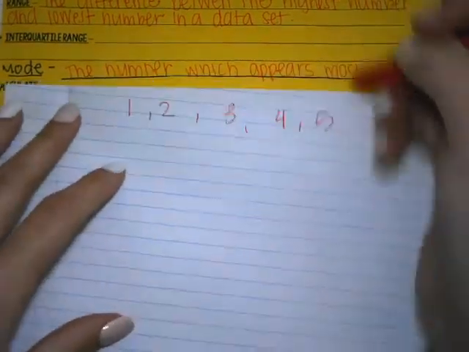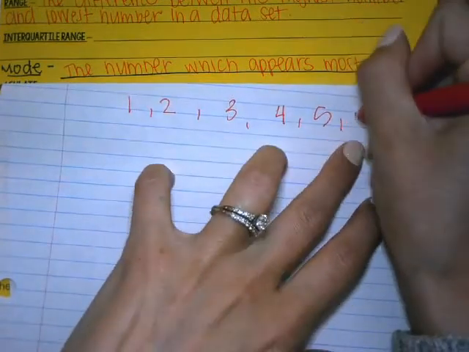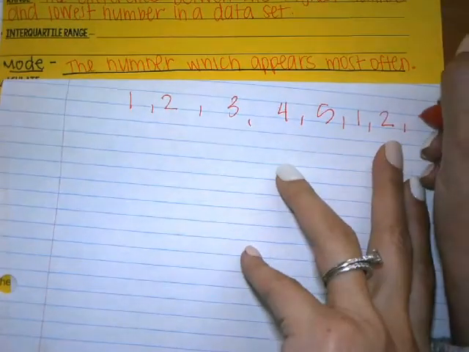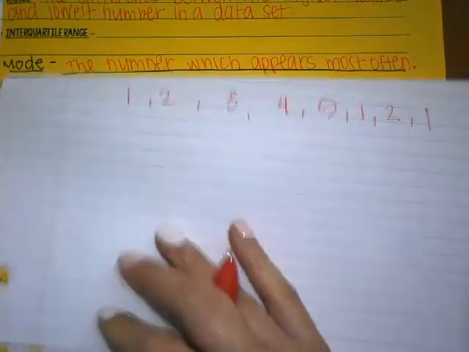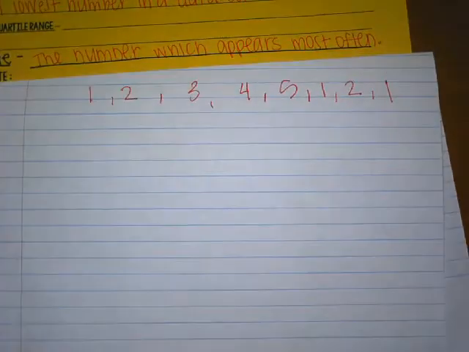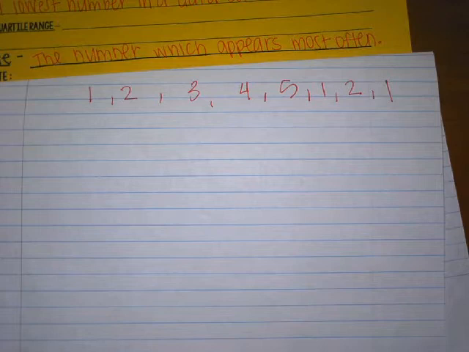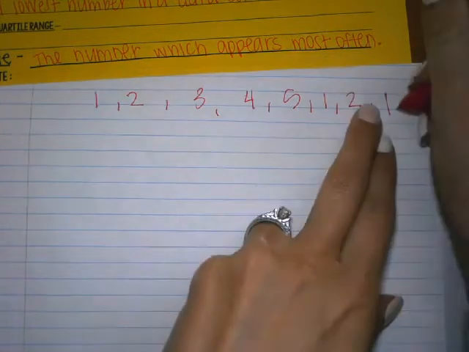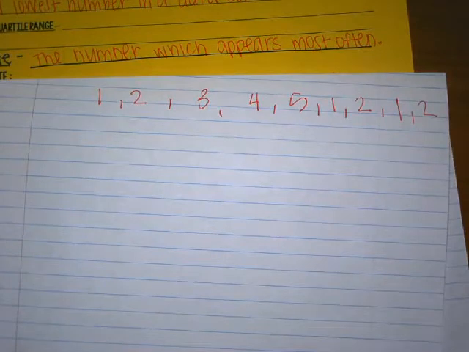Okay, what if I gave you the same numbers, but I added a 1, a 2, and a 1? What's my mode? 1. Only a 1, because a 1 appears how many times? 3. And the 2 appears how many times? Twice. So the 1 appears more than the 2, therefore the mode is a 1. Does that make sense? What if I added a 2? What's my mode now? It would be 1 and 2 because they both appear 3 times. Questions?